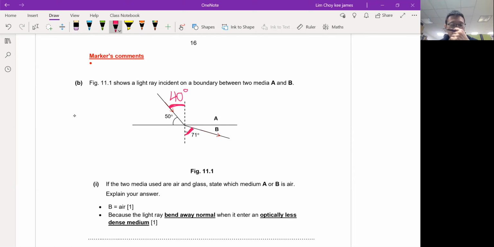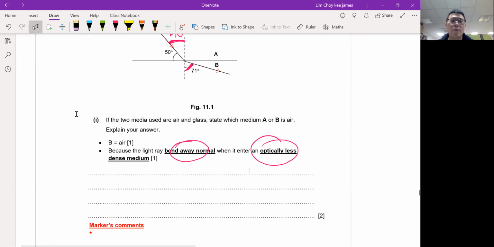Now 4B. The angle is always from the ray to the normal. So the angle of incidence, the angle in medium A, is actually 40 degrees. That's the one that you're interested in. So how do I know which is less dense and which is denser? The classic thing is that it has to be bent away from the normal. Why? Because optically less dense medium always causes the ray to bend further away, or sometimes we can say it causes the ray to speed up.